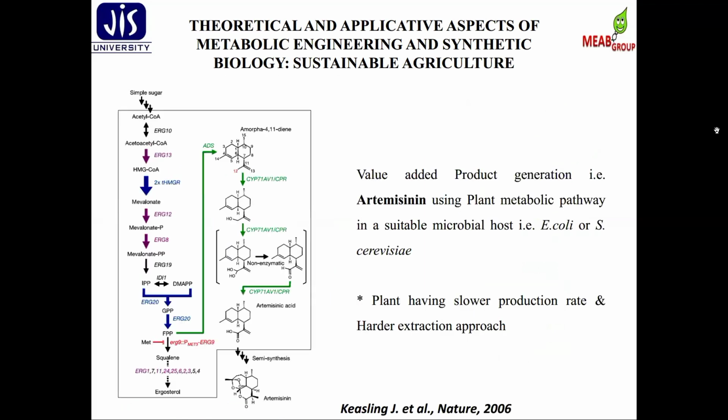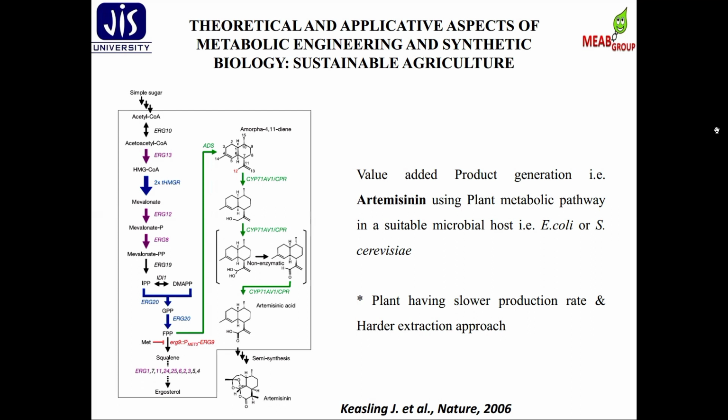Now, artemisinin is another very important value-added biomolecule which is mostly produced by the plant metabolic pathway. Now, if we could functionalize this plant metabolic pathway in an E. coli or Saccharomyces cerevisiae microbial platform, that will definitely give a higher production rate within a shorter period of time. As you know, the plant has a very high generation time compared to the microbial regime.